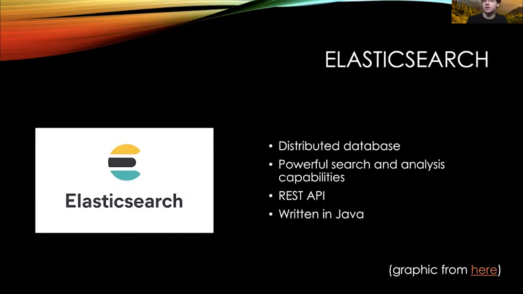So first, there's Elasticsearch. Elasticsearch is the core component that everything talks to and relies on, and acts as a distributed database that scales horizontally, but it provides very powerful search and analysis capabilities. It uses a search query language called Lucene, and has a full HTTP REST API that you can use to interact with it. And Elasticsearch is written in Java.